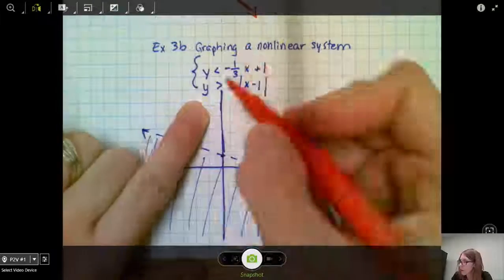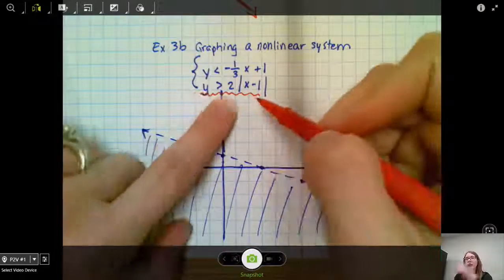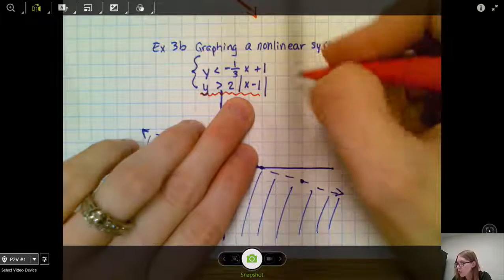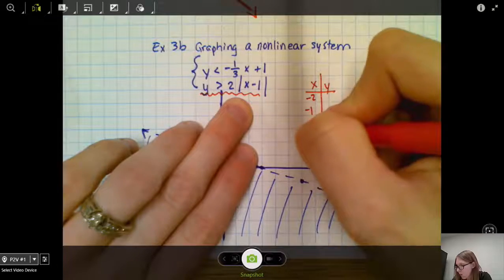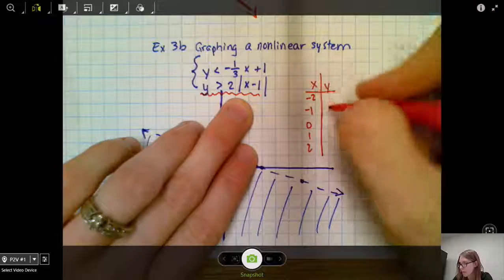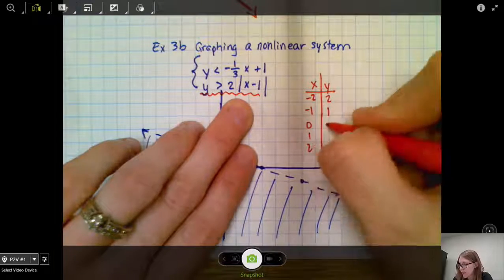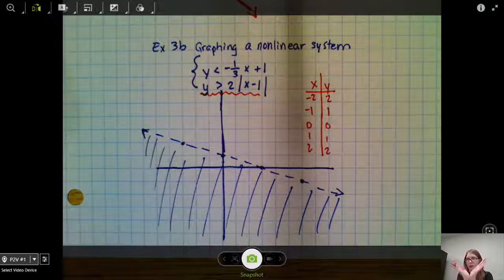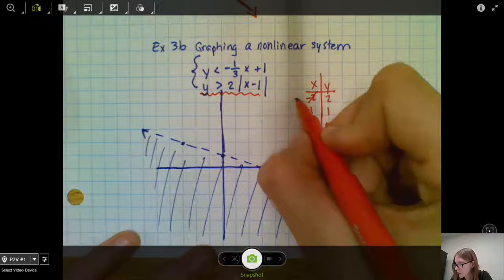I should have written this other equation in red, but here we go. I'll just underline it here. So y is greater than 2 times the absolute value of x minus 1. We have an absolute value function, so again, let's start off making our table of our parent function. Absolute value of negative 2 is 2. Absolute value of negative 1 is 1. 0, 1, 2. This minus 1 is going to take our absolute value function and translate it to the right, which means our x values are going to get bigger. Add 1 to each x value.